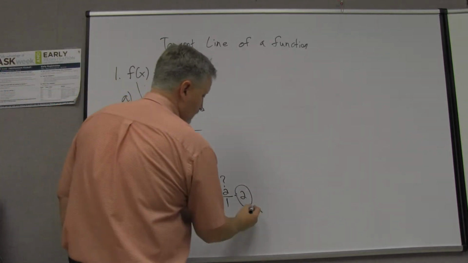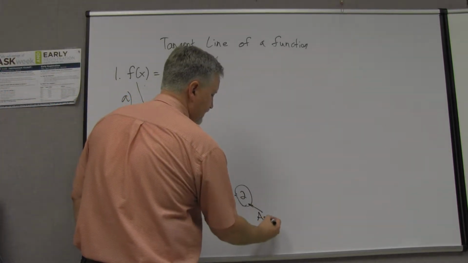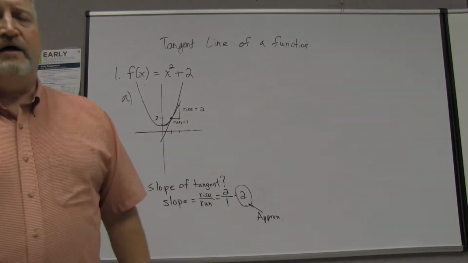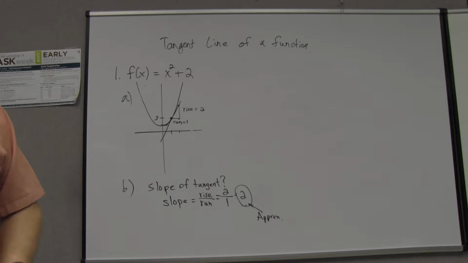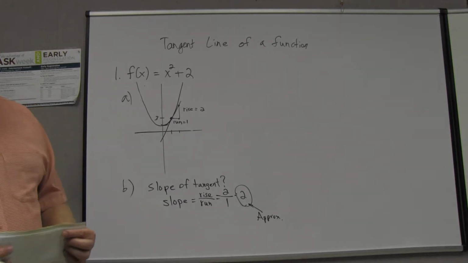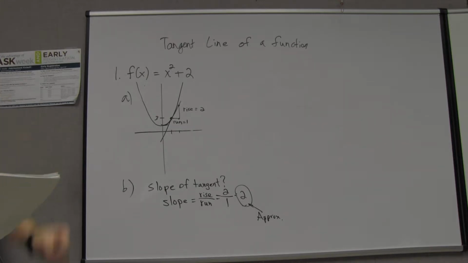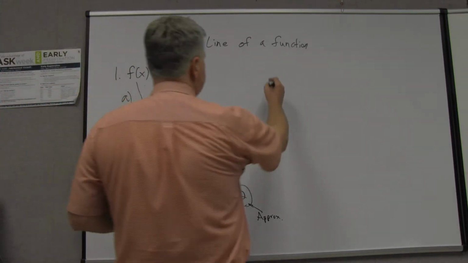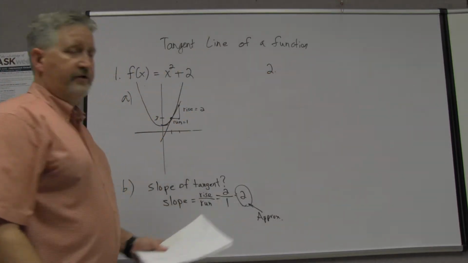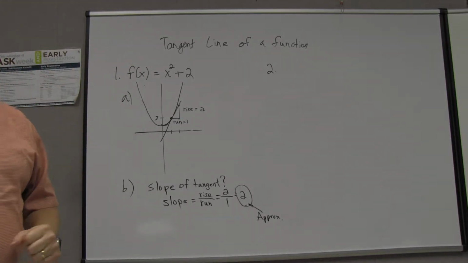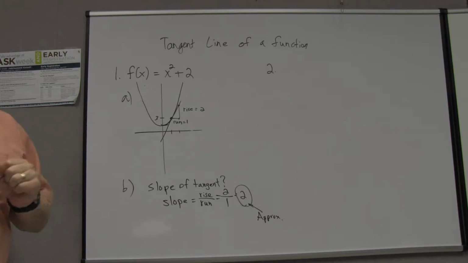And so is there a way to figure out what the exact value of that tangent slope is? Okay, and so that's what we're going to work on in the next few minutes here. But that's a pretty good approximation. I mean, yours may be 2.5, maybe 3. That's okay. All right, it's just an approximation.